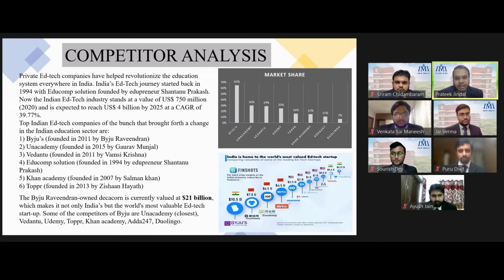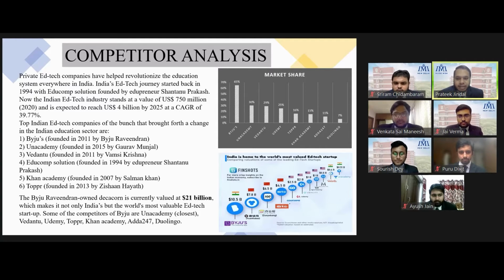Now coming to competitor analysis, private edtech companies have helped revolutionize the education system everywhere in India. India's edtech journey started back in 1994 with EduComp Solutions, founded by edupreneur Shantanu Prakash. Now the Indian edtech industry stands at a value of 750 million US dollars and is expected to reach 4 billion US dollars by 2025 at a CAGR of 39.77%.